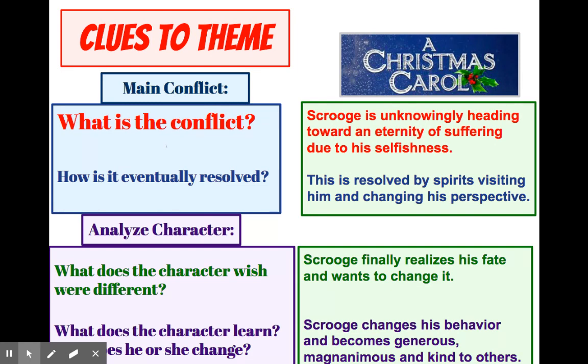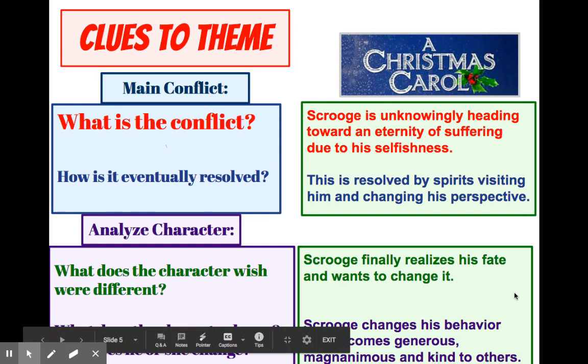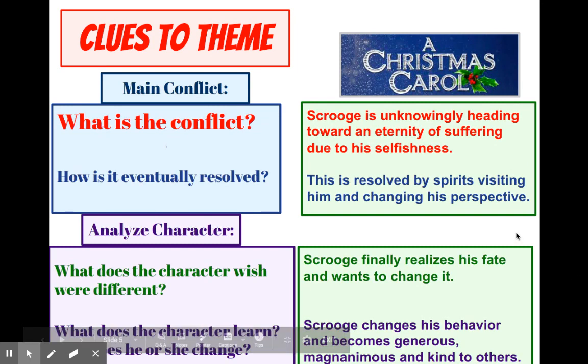What does that character learn? Well, Scrooge changes his behavior. He becomes generous and magnanimous and kind to others. So we can look at those lessons and we can see what the character learned. The way that the character changes and what they end up like in the end typically points to what the author is trying to teach us.